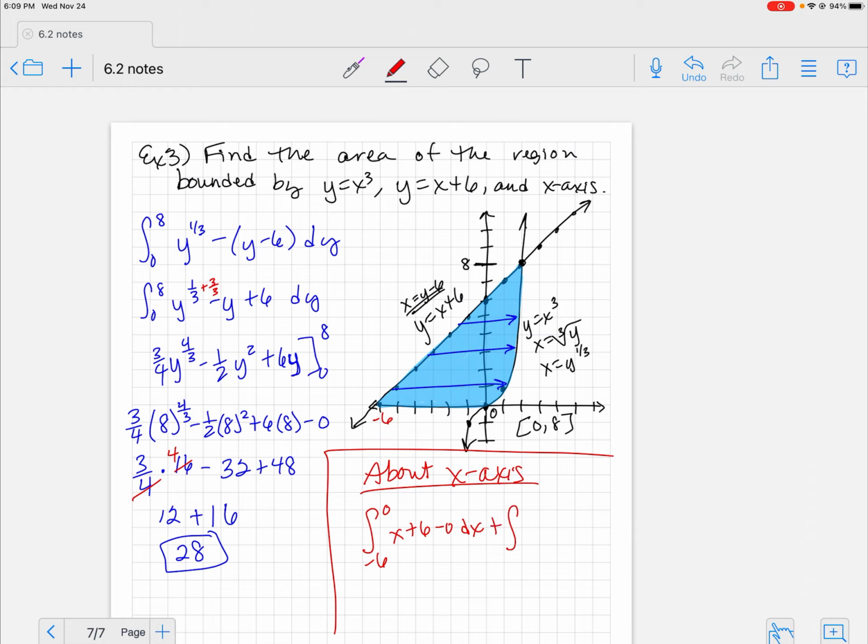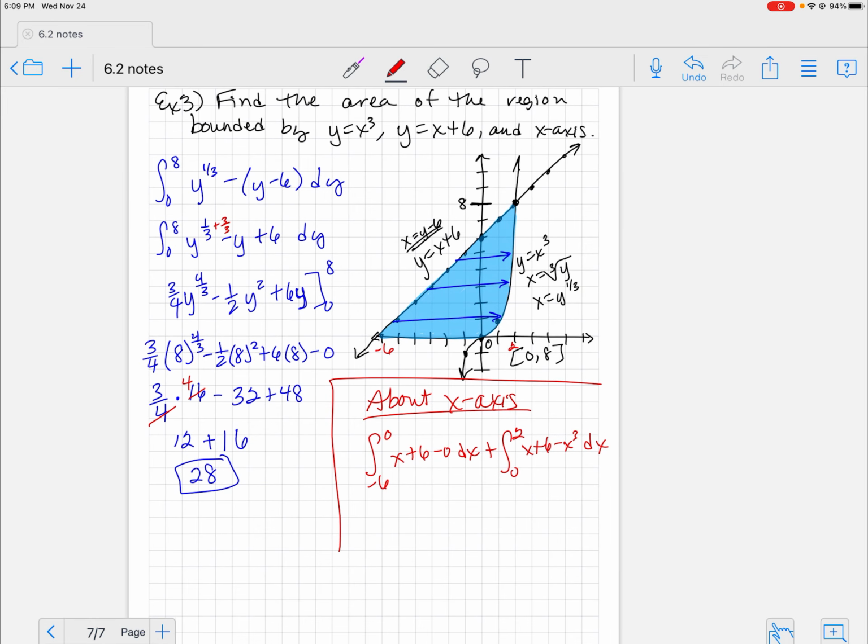Plus, and then I'm going from 0 to 2, of my top, again, x plus 6, minus the bottom, which is x cubed dx. And then I'm not going to solve this, but to get 28, just so you know. You can solve that, and you're going to get 28 out of it. Because it's still the exact same area. The area is still the area. Whether you add the two small ones together or whether you add that whole piece up at one time, you're still going to get 28.